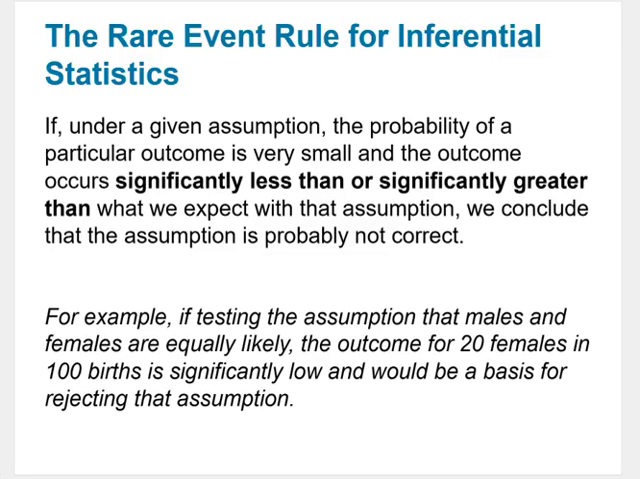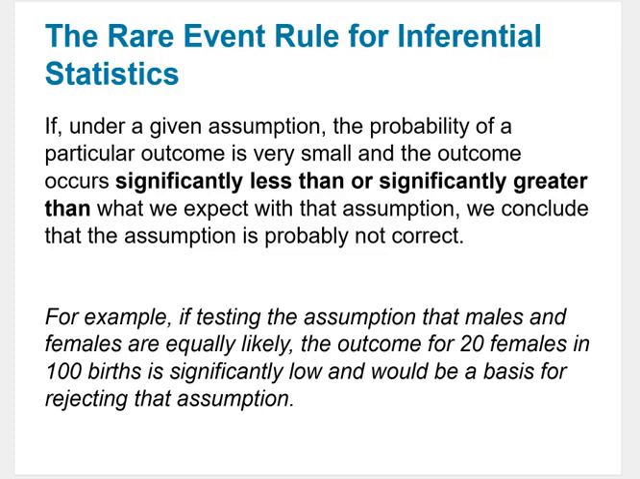The rare event rule for inferential statistics is that, given any kind of assumption that you're making, if the probability of a particular outcome is very small, and the outcome occurs significantly less or significantly greater than what we expect with that assumption, then our assumption could be wrong. If we get data that says you're way off, then we're definitely going to assume that we were wrong to assume that in the first place.